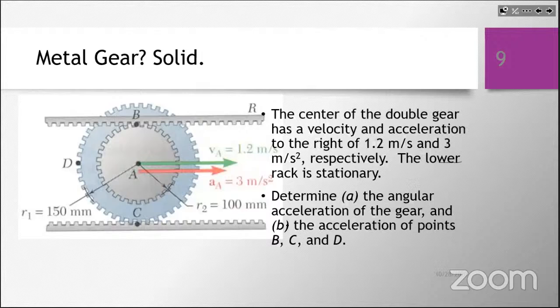So let's try another one. This is similar to one that we've done already as well. Remember, this is that rack problem we did in class the other day. The center of a double gear has a velocity and an acceleration to the right of 1.2 meters per second and 3 meters per second squared, respectively. The lower rack is stationary. Determine the angular acceleration of the gear and the acceleration of points B, C, and D.